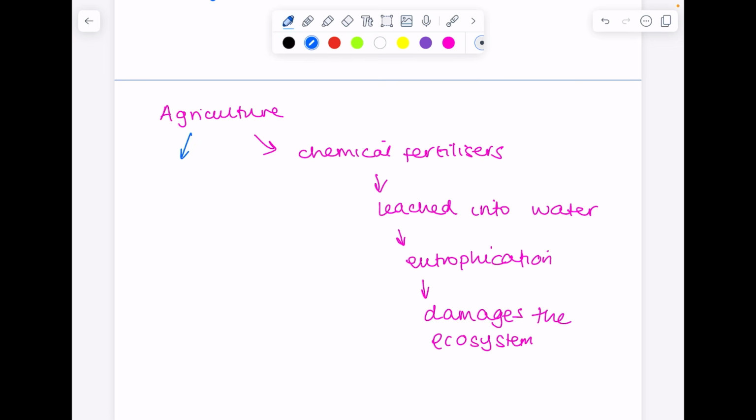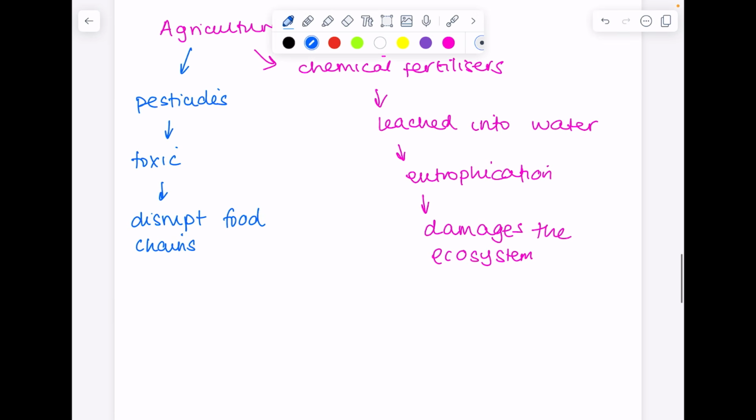Agriculture also involves the applying of pesticides. So these are chemicals which kill pests, like aphids. Now these are very toxic and they disrupt food chains. And if they build up in those food chains, two good words to use are biomagnification and bioaccumulation.